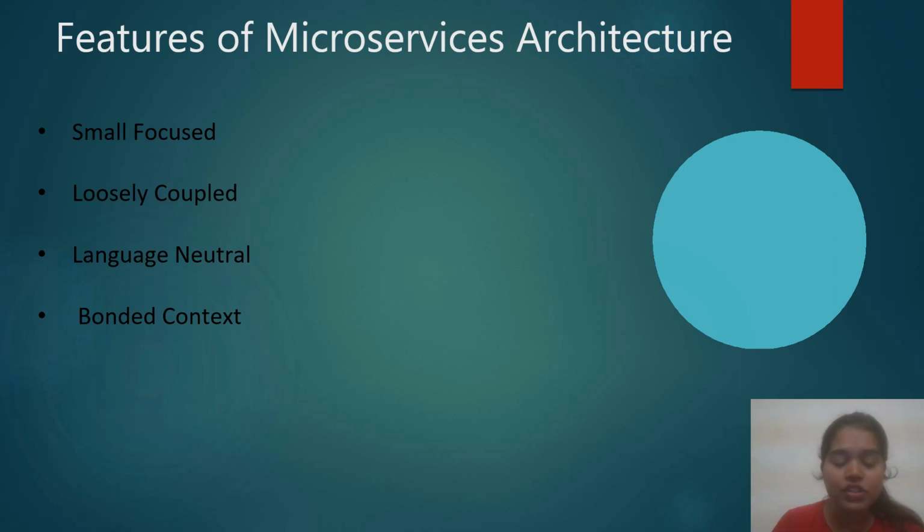The third feature is language neutral. To be a good microservice, it should be language neutral. It depends on the microservice what kind of programming language it is using. It does not really affect other services. The fourth feature is bounded context. Each microservice does not need to understand the implementation of other microservices. So these are some features of microservice architecture. Now the next.